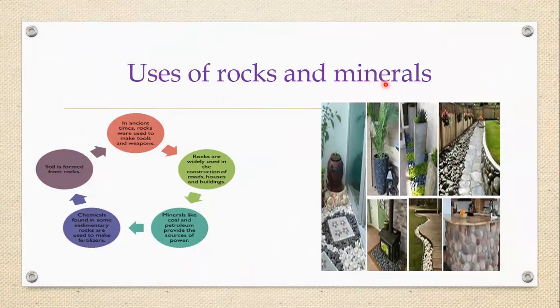Uses of rocks and minerals. First, soil is formed from rock. In ancient times, rocks were used to make tools and weapons. Rocks are widely used in the construction of roads and houses. Minerals like coal and petroleum provide the source of power. Chemicals found in some sedimentary rocks are used to make fertilizer. These are the uses of rocks and minerals.